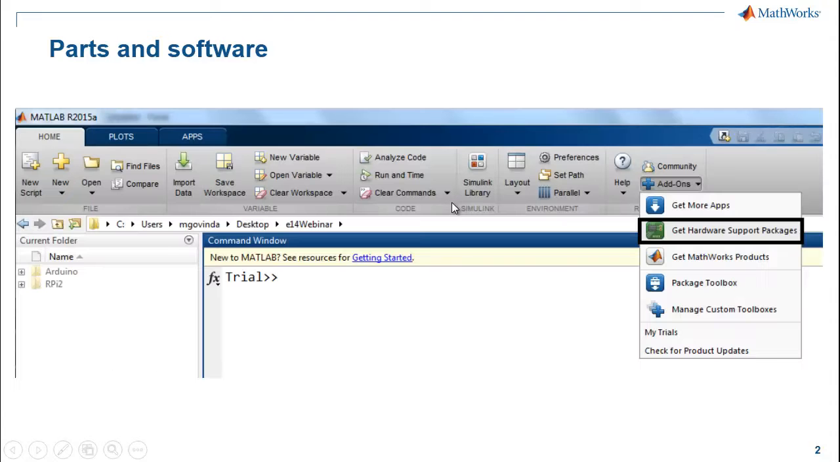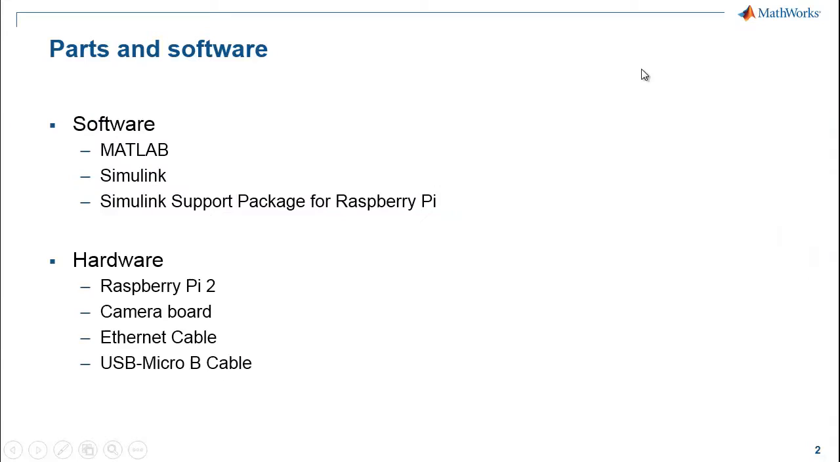If you do not have the support package, you can go to the Add-ons tab and click on Get Hardware Support Packages to follow the process of downloading and installing the desired support package.